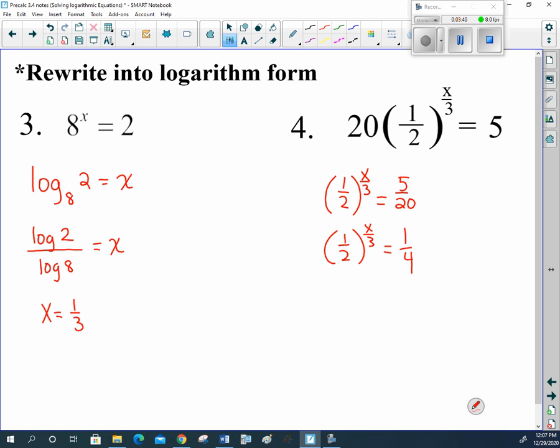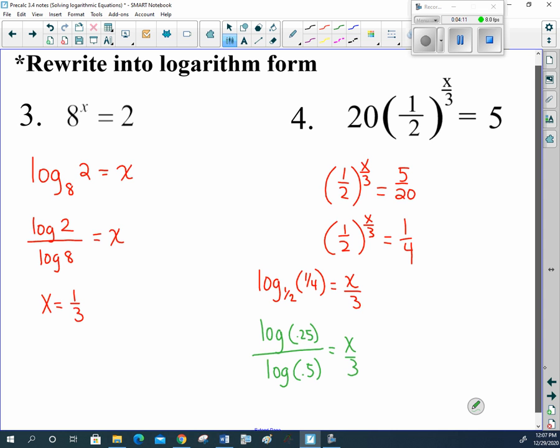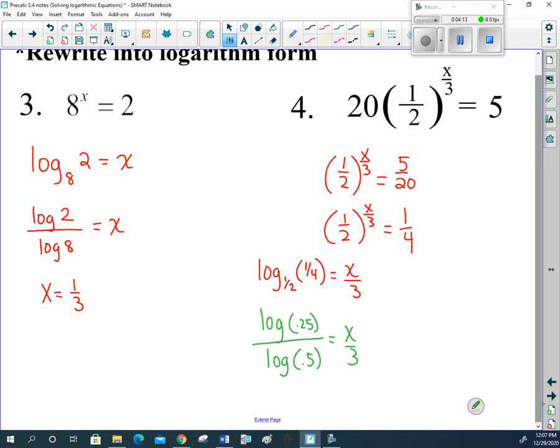So now I'm going to rewrite that, and I'm going to say log base 1/2 of 1/4 equals x divided by 3. So once again, I could do change of base. So log of a fourth, I'll write that as a decimal, 0.25, divided by log of a half, so I'll write that as a decimal. And so now, if you have a change of base button, you could do that on your calculator. Otherwise, we're just using the formula.